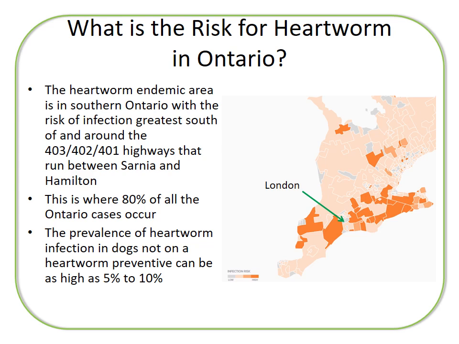What is the risk of your dog getting heartworm in Ontario? Well, the latest statistics show that the greatest risk of infection is south of and around the 403, 402, 401 corridor that runs between Sarnia and Hamilton. This is where 80% of all cases in Ontario occur.